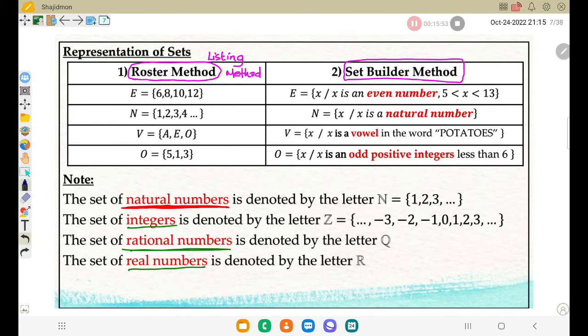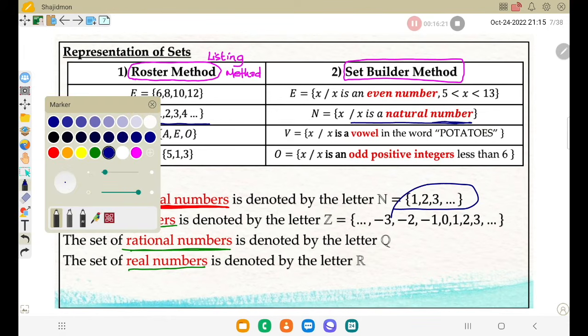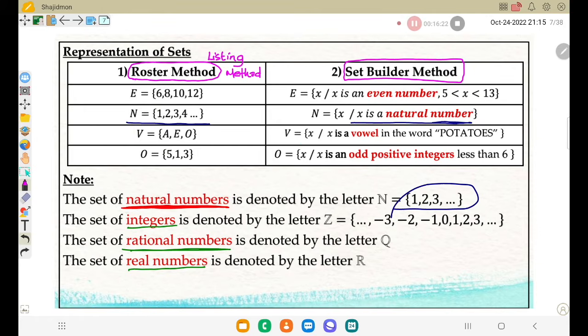See, now the second example, capital N equal to set of all x such that x is a natural number. Natural number means, just now I told you what the natural numbers are: 1, 2, 3, 4, 5, going like that, correct? So I have written here that set, N equal to 1, 2, 3, 4, 5, 6, like that.